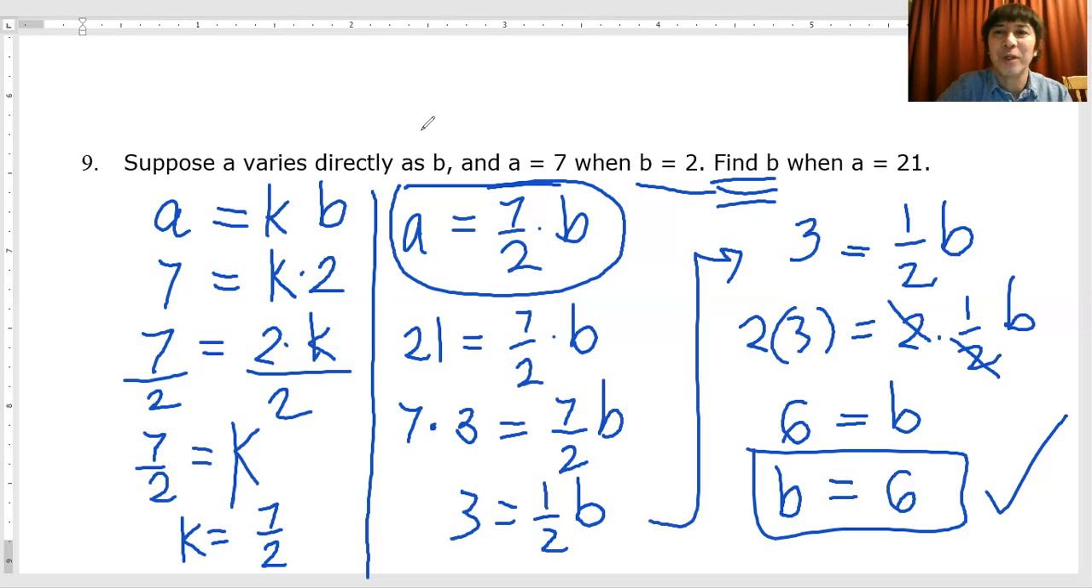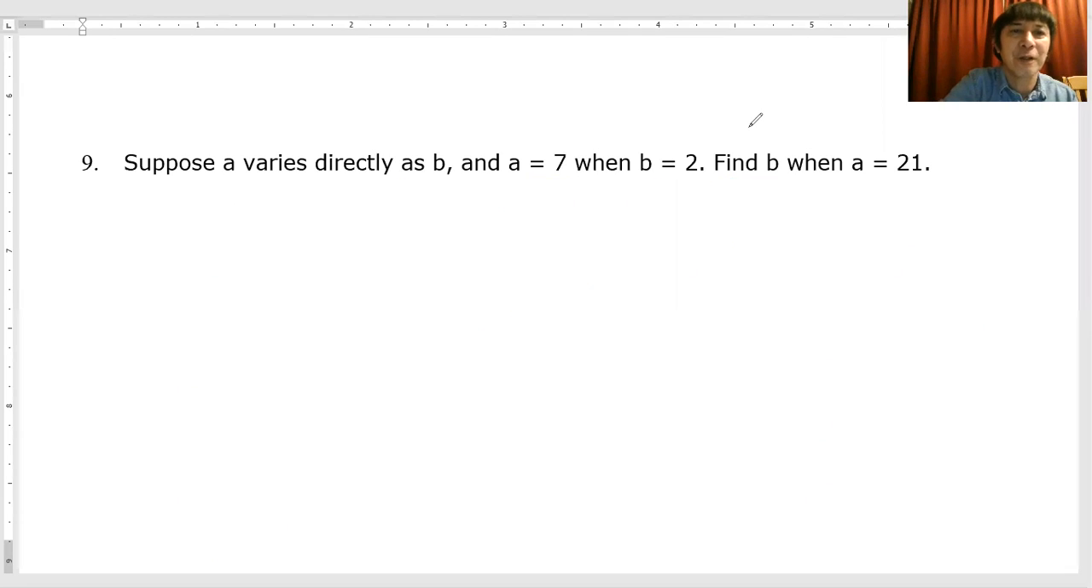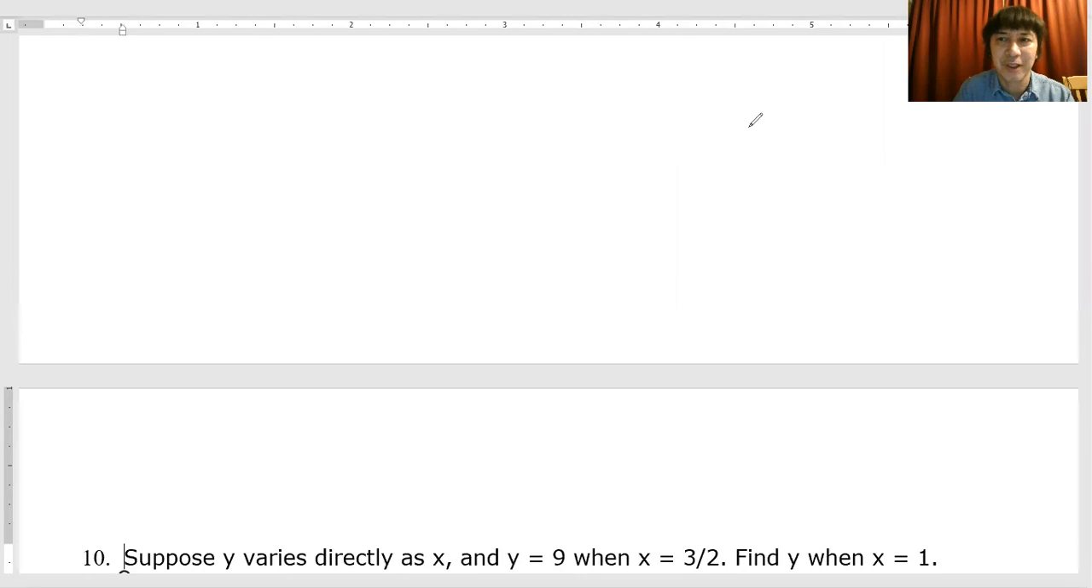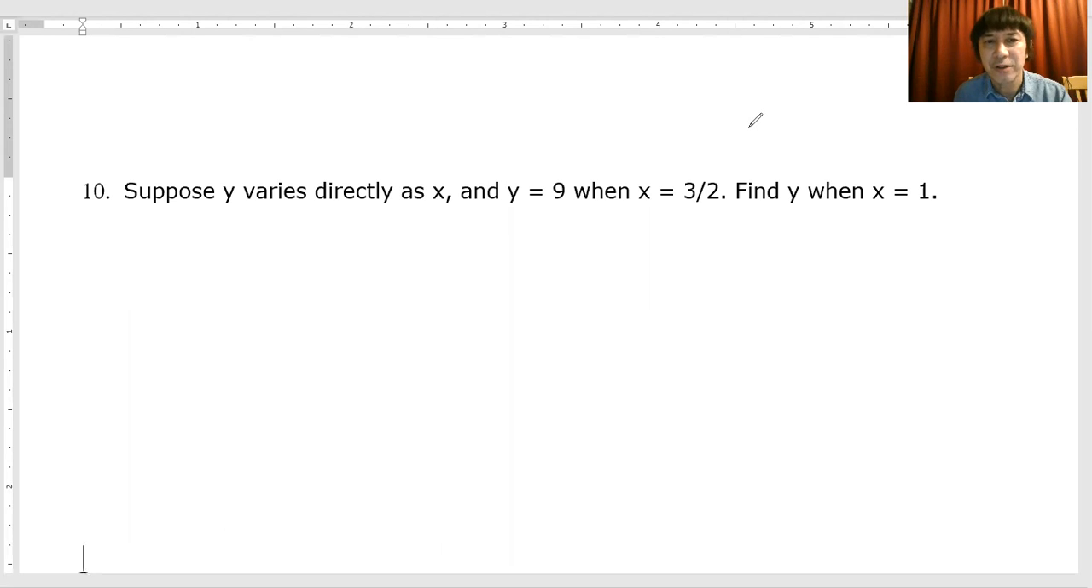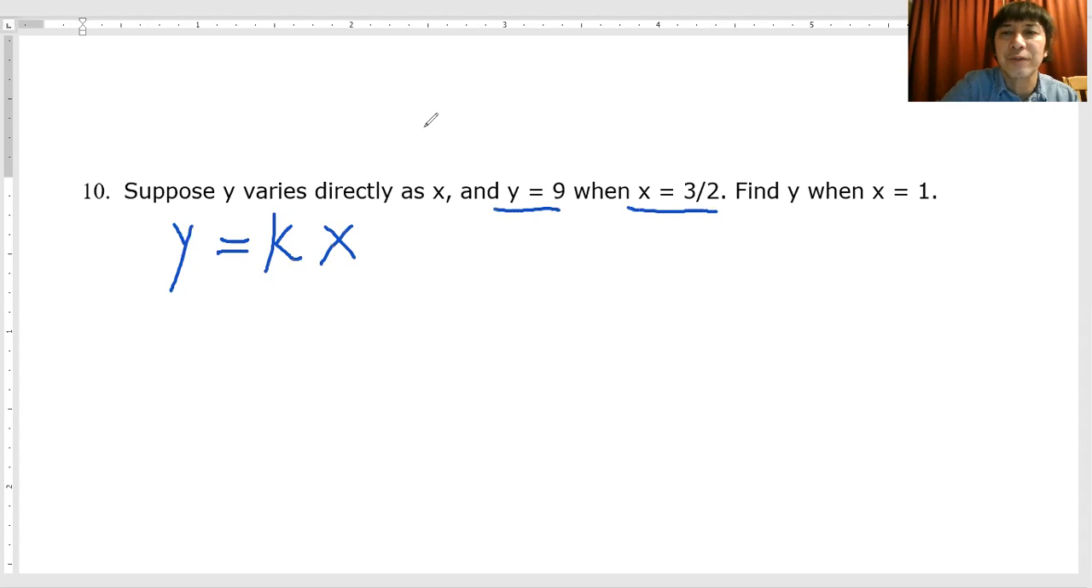Let me clear the screen. Let's continue with number 10. Here's number 10. Suppose y varies directly as x and y equals 9 when x equals 3 over 2. Find y when x equals 1. Let us begin with the given: y varies directly as x, and y equals 9 when x equals 3 halves.